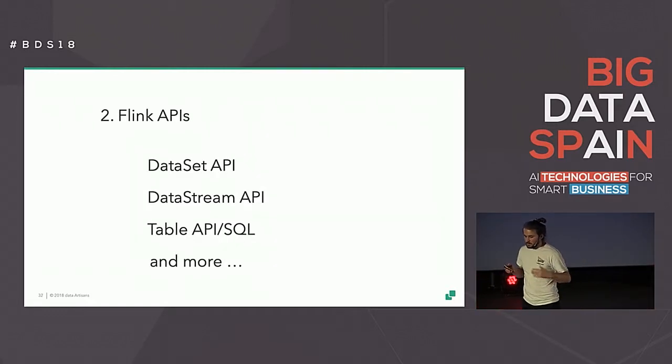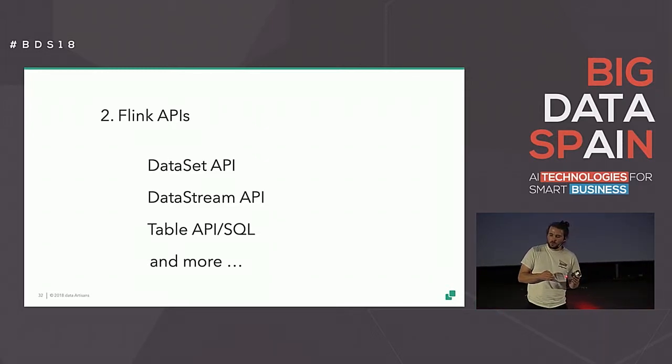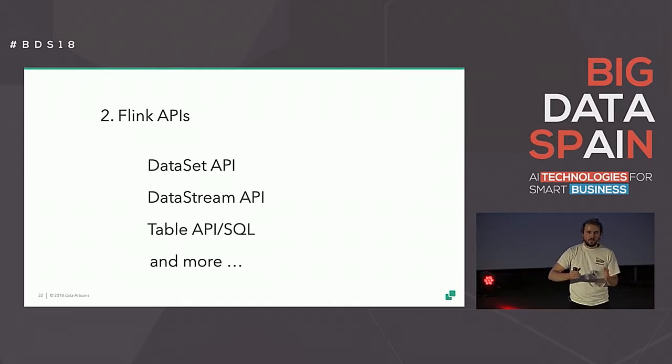The second component of a system is the APIs. So Flink has this data set API. This is for batch processing. It has the data stream API for stream processing. It has what we call the table API, which is a relational kind of API that also contains the SQL API. And this is just because Flink evolved along with the space that we are in.